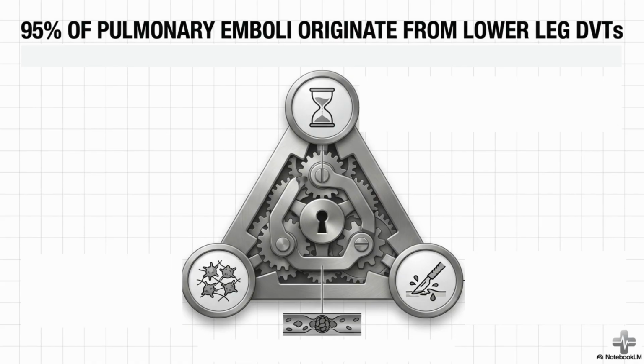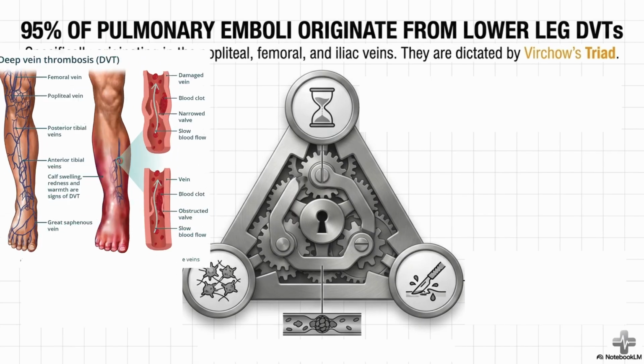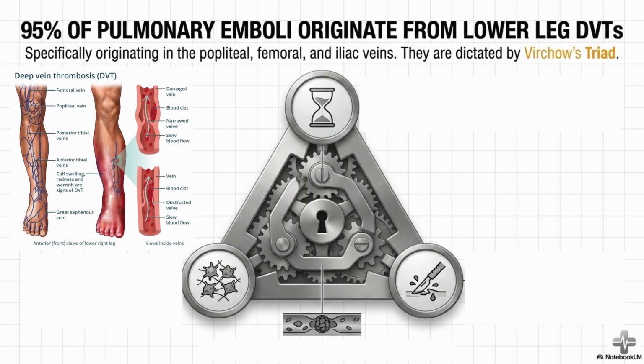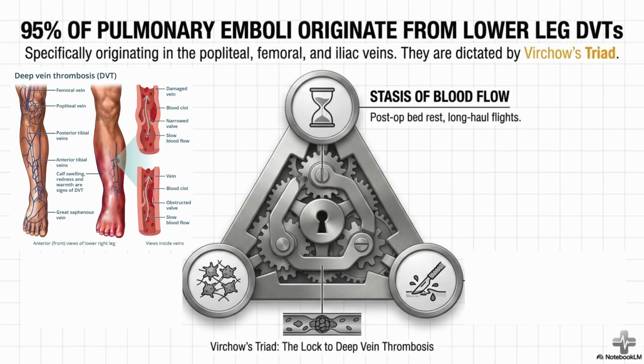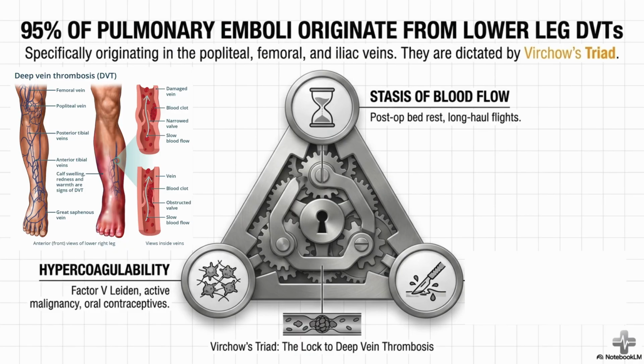To answer that, we must understand that 95% of pulmonary emboli originate from lower leg DVTs, specifically originating in the popliteal, femoral, and iliac veins. They are dictated by Virchow's triad. Think of Virchow's triad as the lock to deep vein thrombosis. It has 3 components. First is stasis of blood flow, seen in situations like post-op bed rest or long-haul flights. Second is hypercoagulability, driven by factors like factor V Leiden, active malignancy, or oral contraceptives. Third is endothelial injury caused by events like surgical trauma or orthopedic reaming.